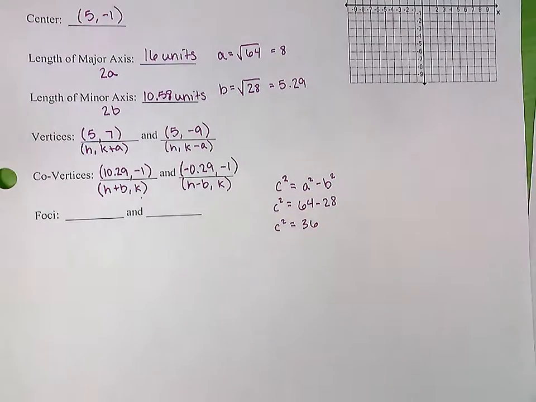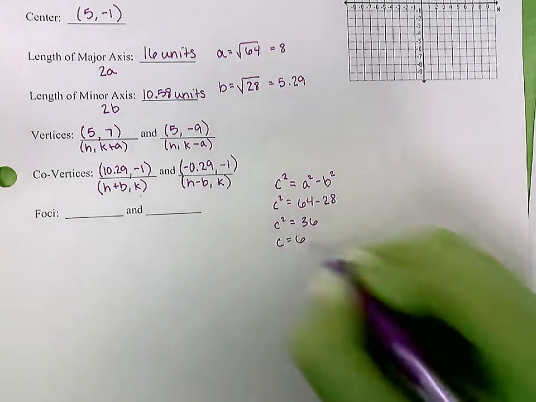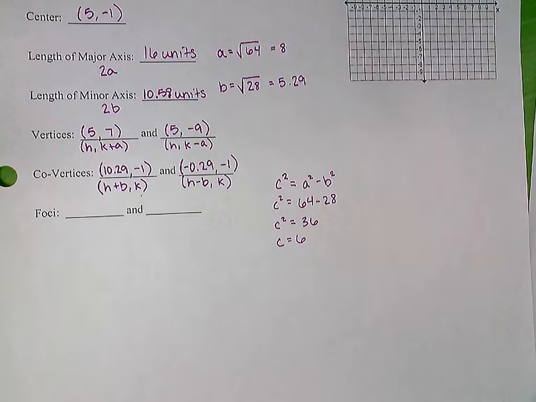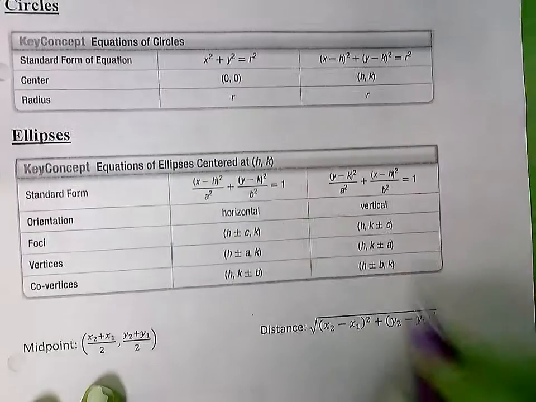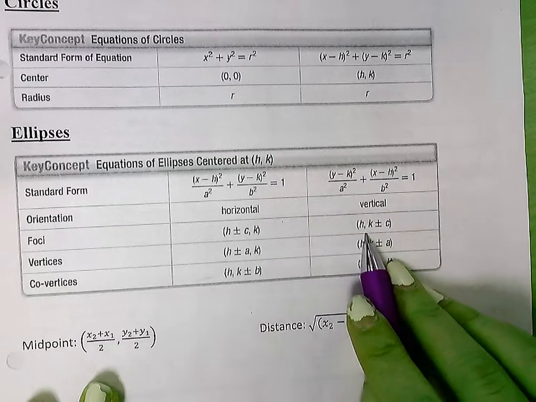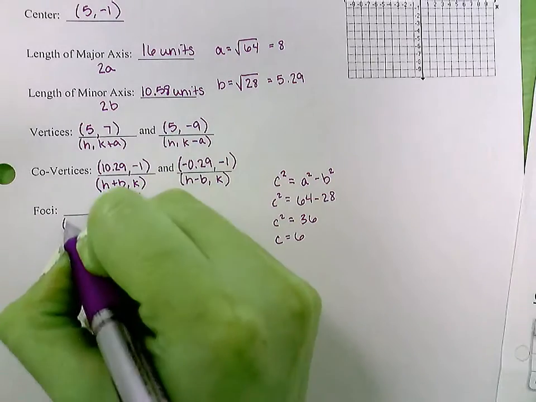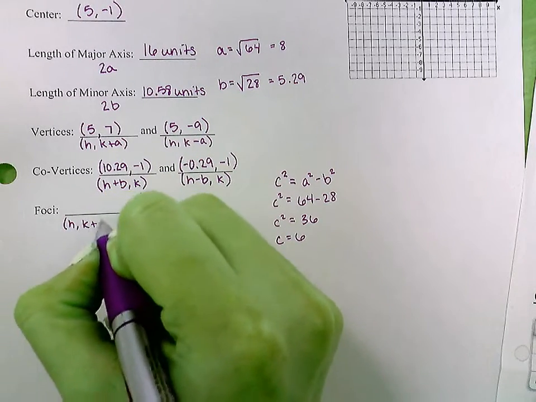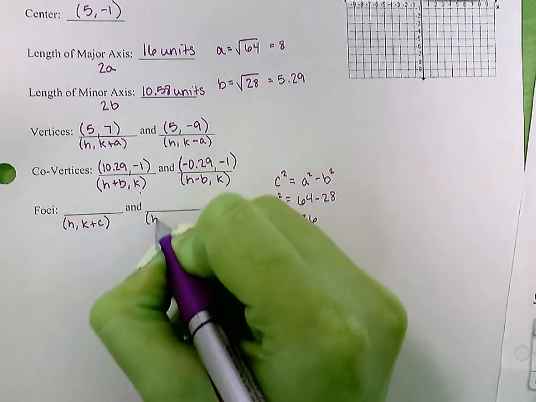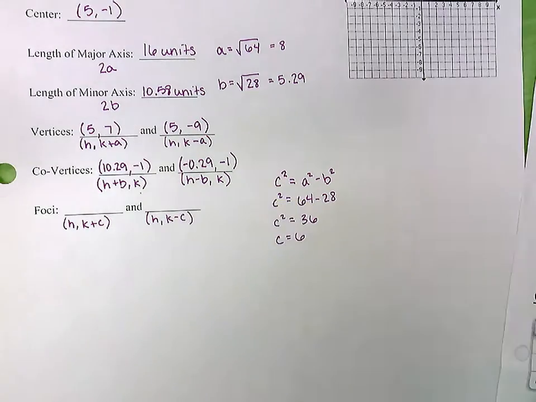It's 36, so c will equal 6. Now my equation to find those foci points is h comma k plus and minus c. So we have h, k plus c and h, k minus c.